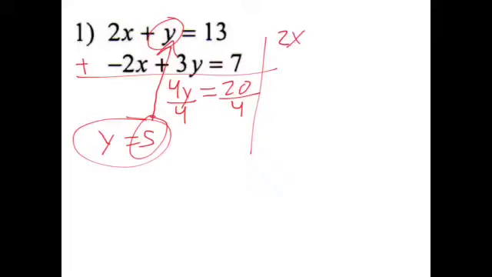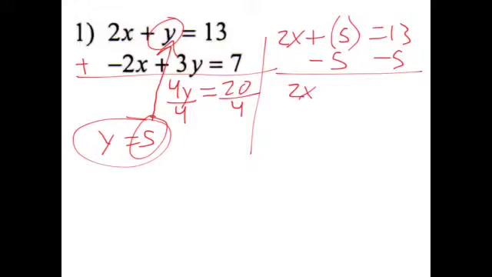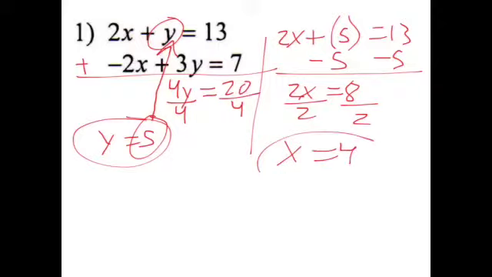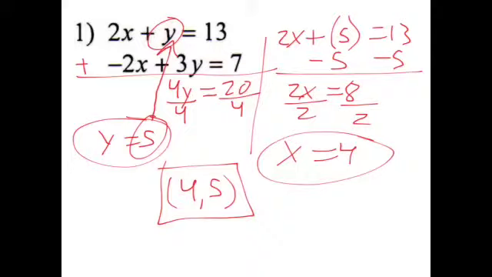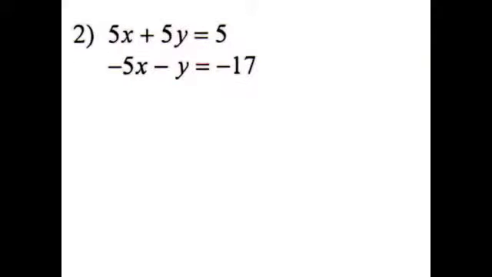So 2x plus whatever y is, 5, equals 13. Well, if you want to get x by itself, you should subtract 5 from both sides, and now we got 2x equaling 8, and divide both sides by 2, and you'll have x equals 4. And now we have both of our numbers, and together they make the point 4, 5. You can just keep them separate or write as a point, either or, both fine with me.